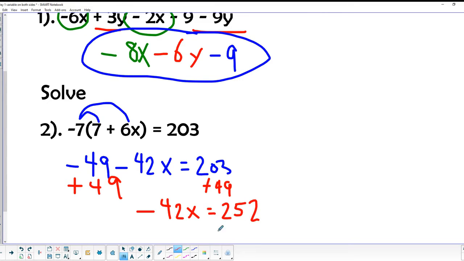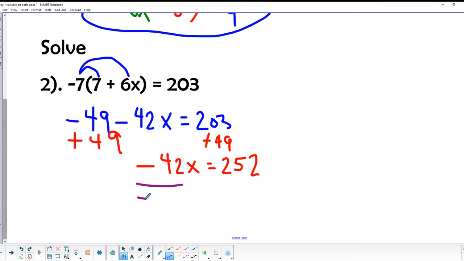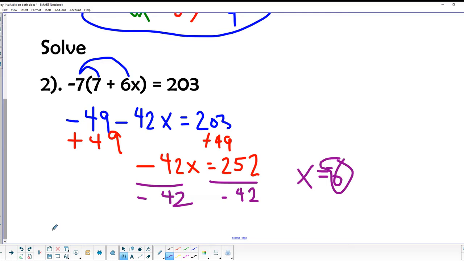All right, now to finish this problem off, we're just going to divide both sides by negative 42. And to do that, we just go ahead and do that division. We end up with x equals 6, because 6 times 42 is 252. And since the top one, 252, is positive and the bottom one's negative, our answer is going to be a negative answer, so we get negative 6 for our answer on number 2.